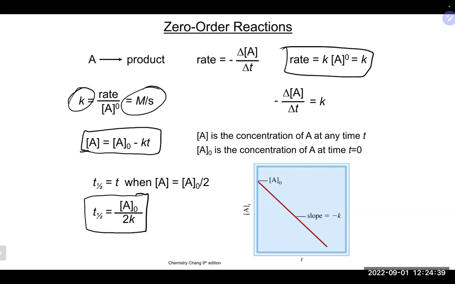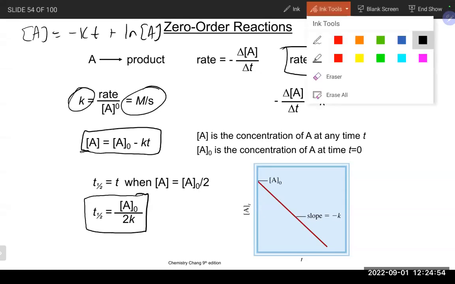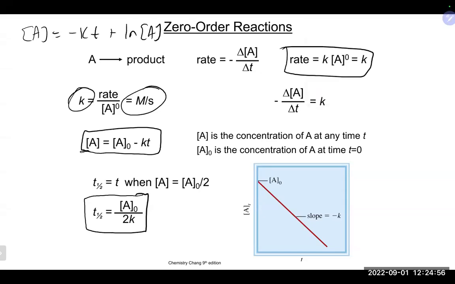Once again, we can look for our linear relationship here by rearranging this equation, very much like we did the others. This will be A is equal to minus kt plus A naught. And once again, that would yield you your y is equal to mx plus b. Once again, this tells us what we should put on our graph. That is our final concentration.